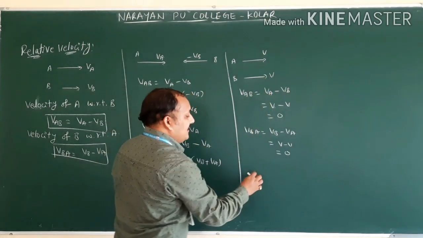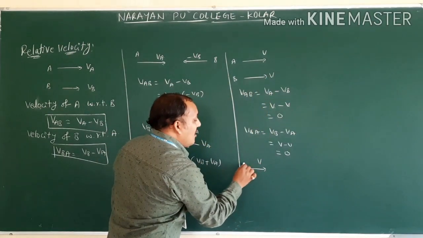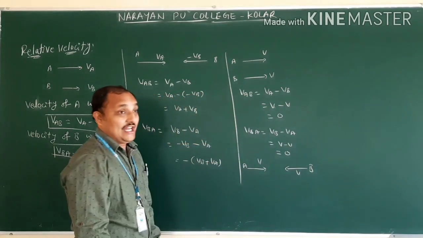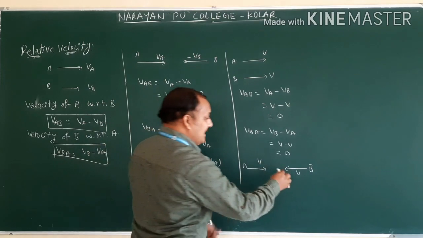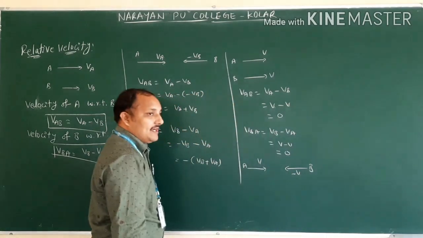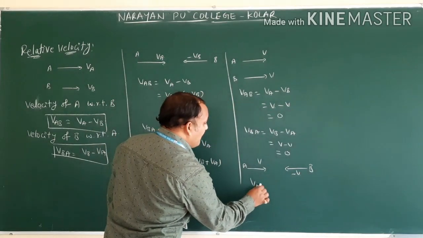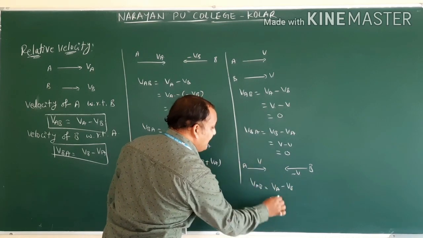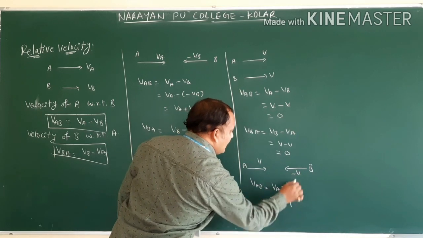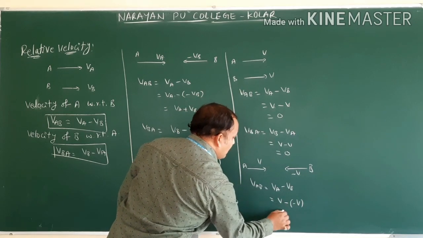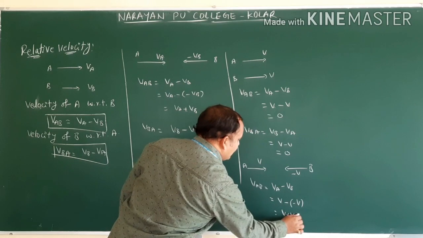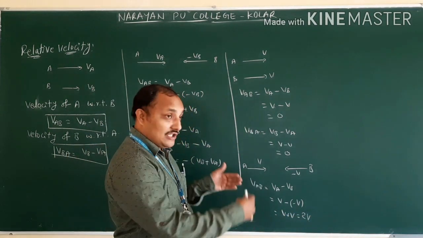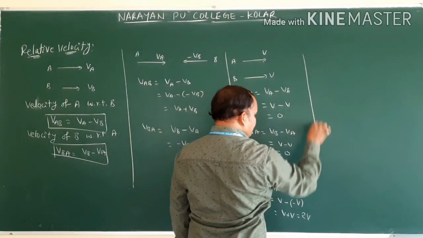Now the same concept: two objects are moving in opposite directions, and this one is V and the other becomes minus V. Then what is the formula? VAB equals VA minus VB. VA is V, and VB is minus V. So V minus of minus is plus, which is nothing but 2V. It means the relative velocity increases 2 times when both are moving in opposite directions.